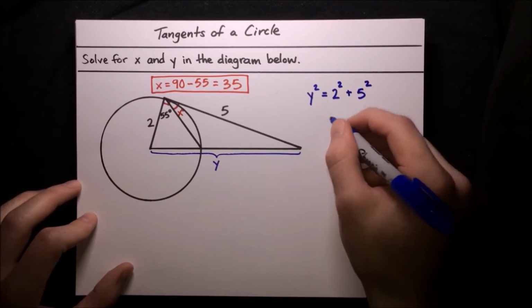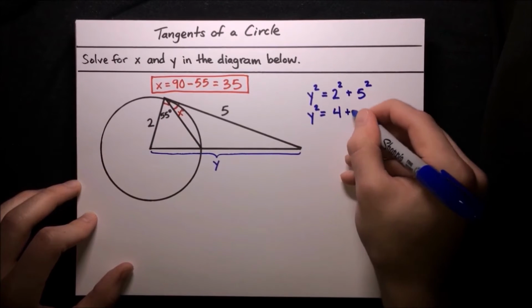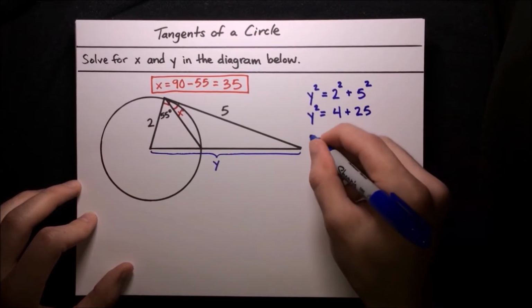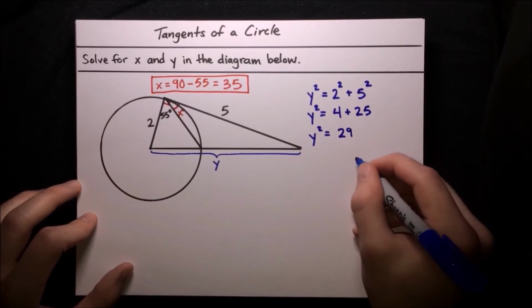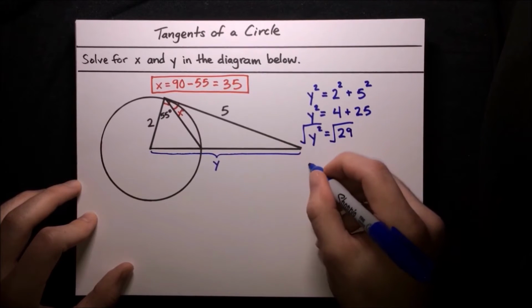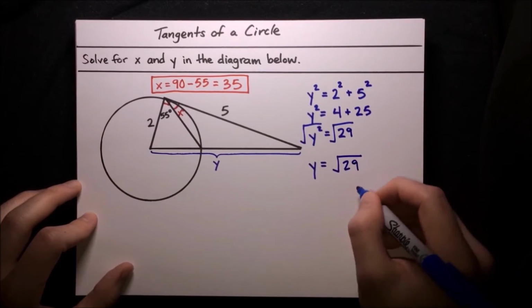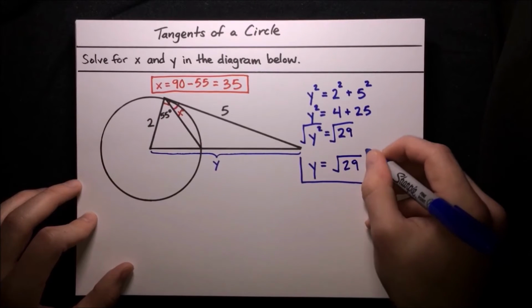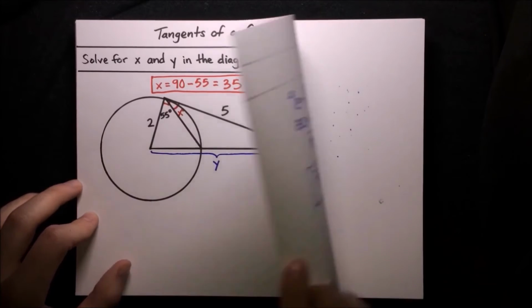We'll go ahead and simplify this, so y squared is equal to 4 plus 25, or y squared is equal to 29. So we go ahead and take the square root of both sides to get rid of that squared, and we just have y equals square root of 29. So there we go. There is y. And there we go. We've got x and y. We're done.